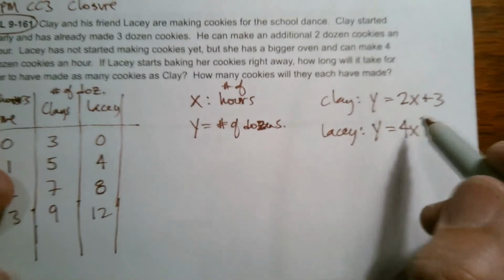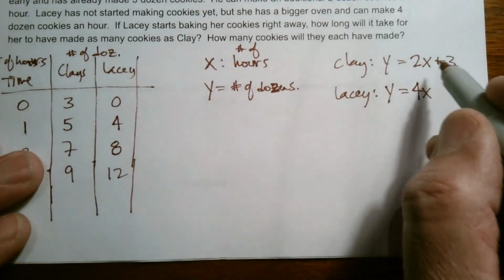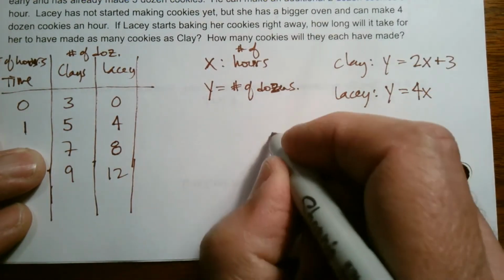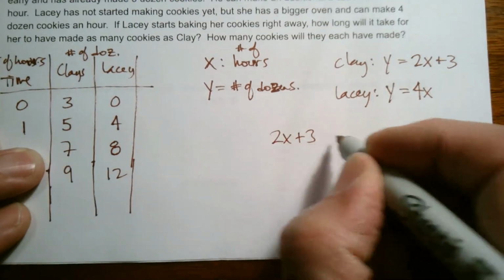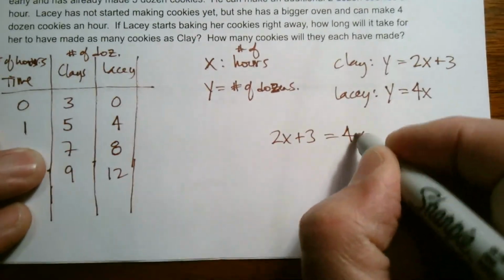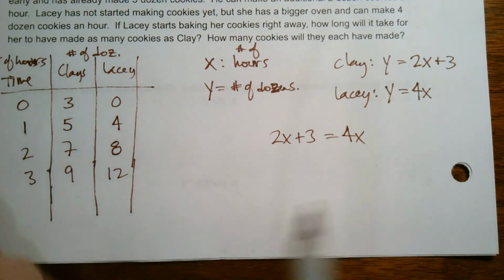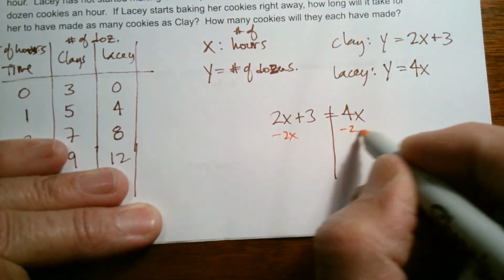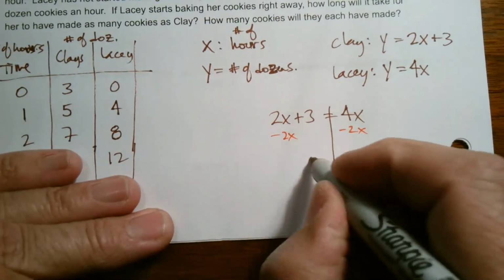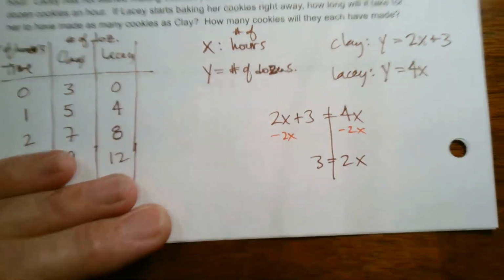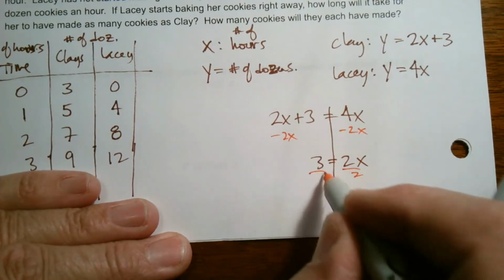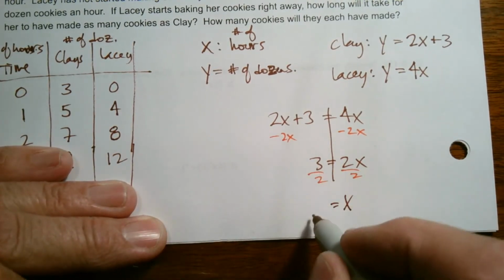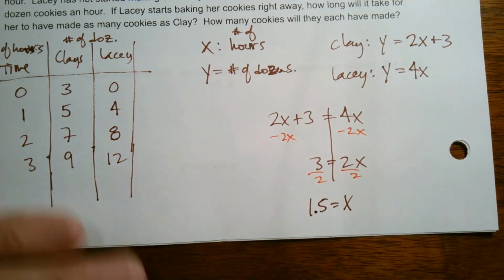To solve a system of equations, we can use the equal values method, because I want to know at what time their dozens are the same. So I set them equal to each other: 2x plus 3 is equal to 4x. Then I solve for x. Subtract 2x from both sides to get x alone. I get 3 is equal to 2x. Then divide by 2. X equals 3 divided by 2, which is 1.5.